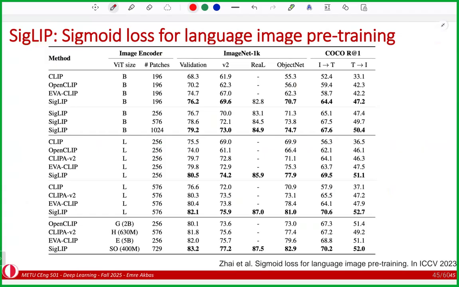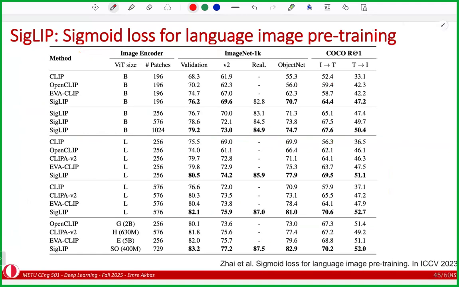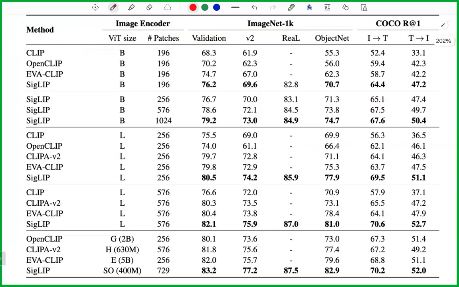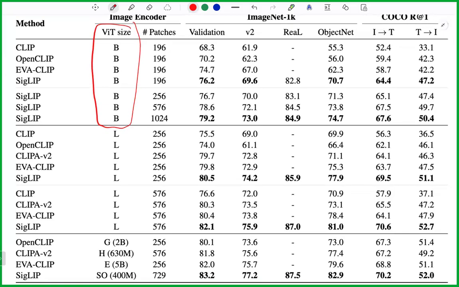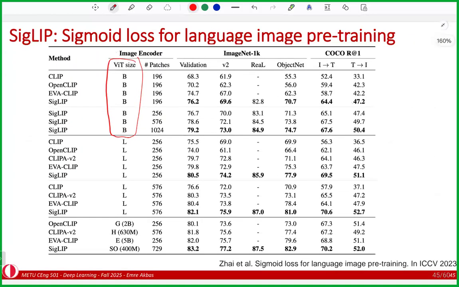Let's look at ImageNet 1K. This is with respect to different ViT sizes in the base size. The best results are shown in bold. As you can see, SigLIP is outperforming other VLMs, including CLIP, OpenCLIP, EVA-CLIP, CLIPA, and so on. Today, I think there is SigLIP 2, an improved version of this, and they are performing really well.